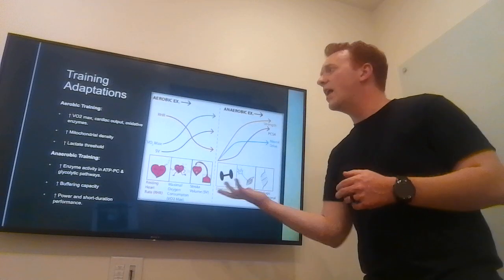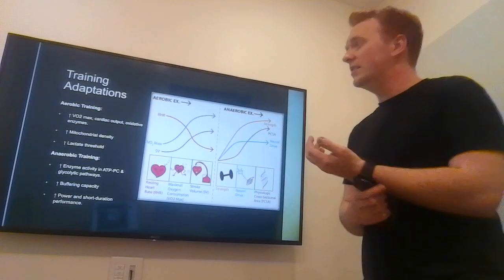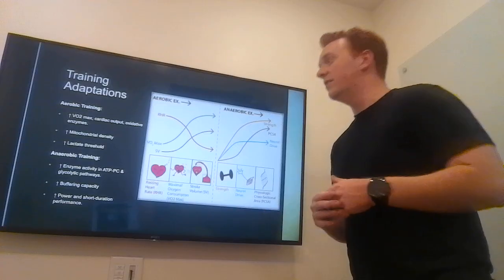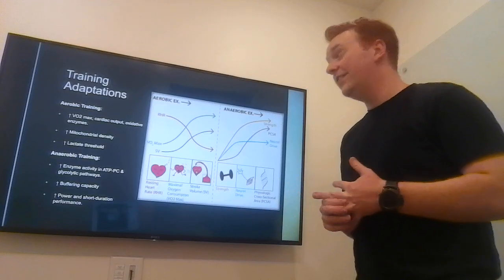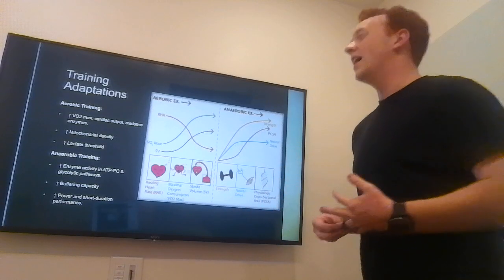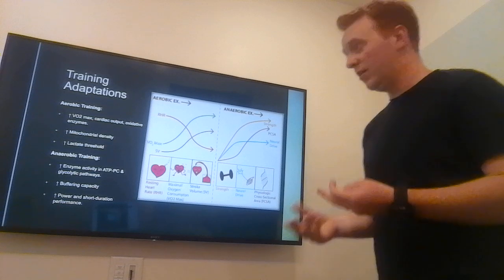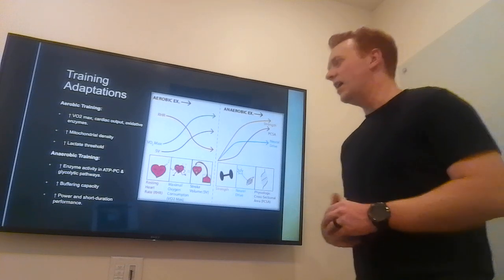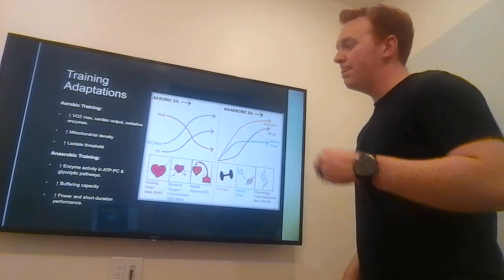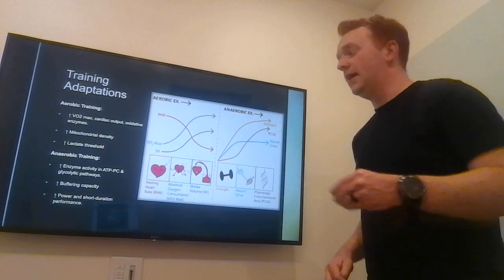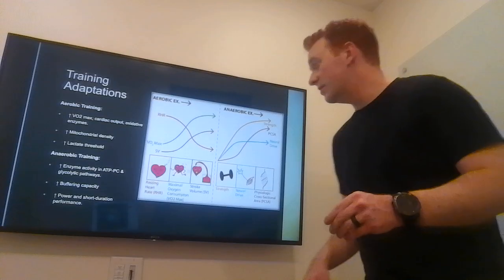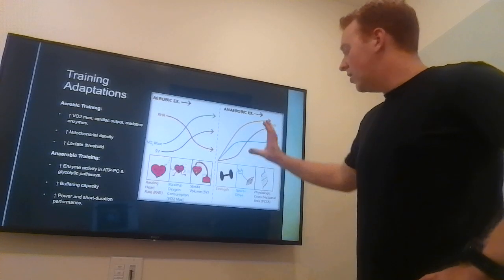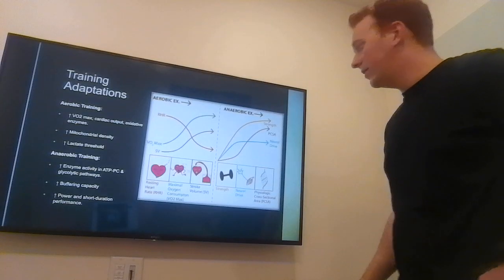And then there's training adaptations. Aerobic training brings increased VO2 max, cardiac output, and oxidative enzymes, increased mitochondrial density, and increased lactate threshold. And then anaerobic training brings increased enzyme activity in ATP-PC and glycolytic pathways, increased buffering capacity, and increased power and short duration performance.